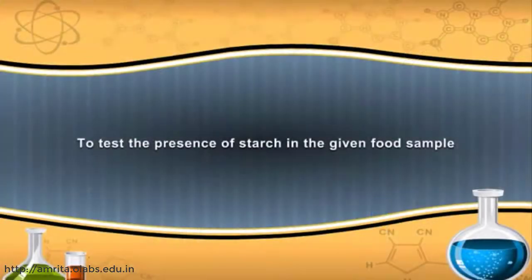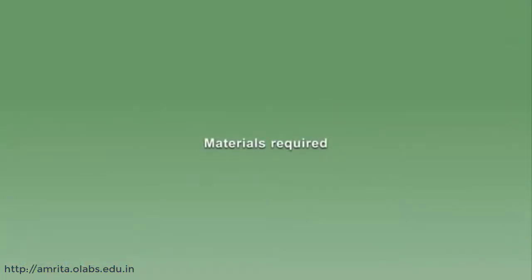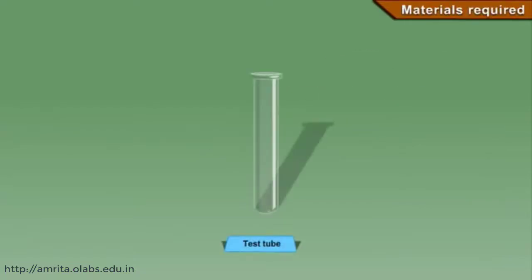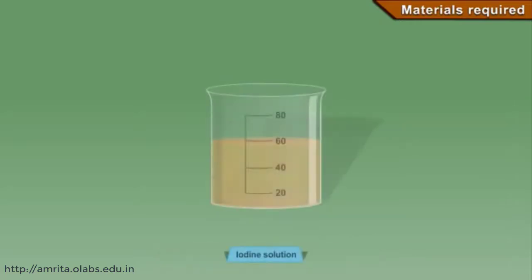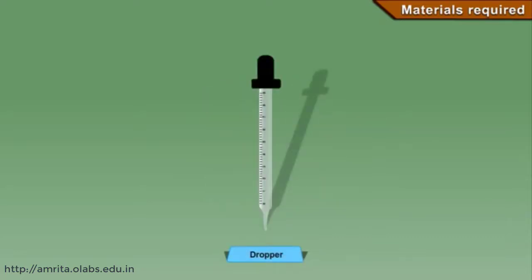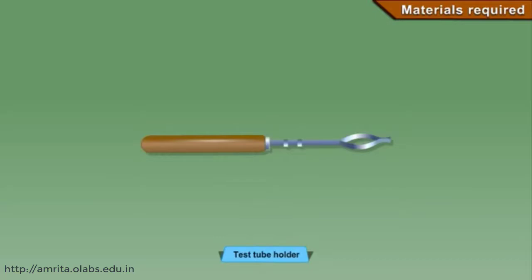So this is the procedure before our virtual lab. Materials required: test tube, starch solution, that is, water extract from boiled rice, iodine solution, dropper, test tube holder.